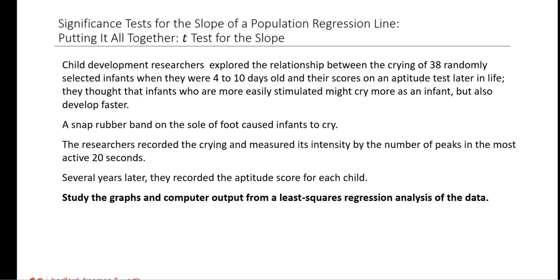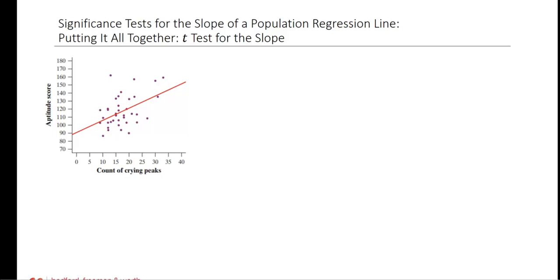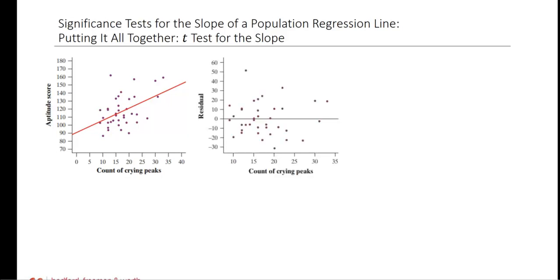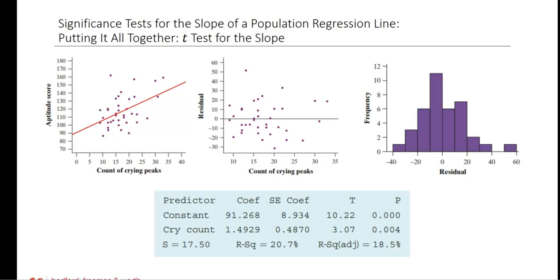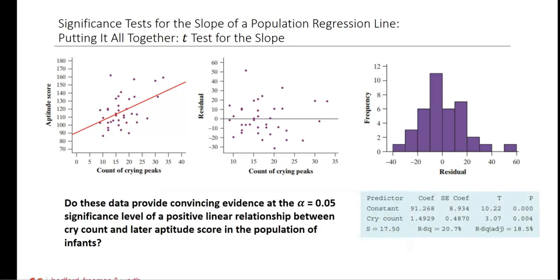Okay, so study the graphs and the computer output for a least squares regression line analysis of data. Okay, so here's the data. Oh, interesting. So maybe crying is a good thing. I had not thought about this. Count of crying peaks. So this is the residual plot for that guy, which looks pretty scattered. That's good. And then the residual, in this case, a histogram. And there's all the output. Okay. So do these data provide convincing evidence, at the alpha 0.05 significance level, of a positive linear relationship between cry count and later aptitude score in a population of infants?